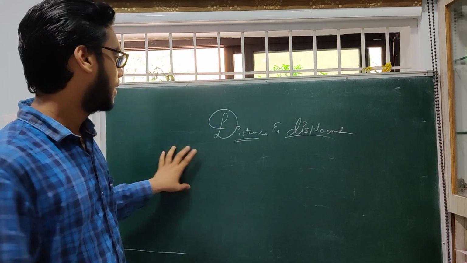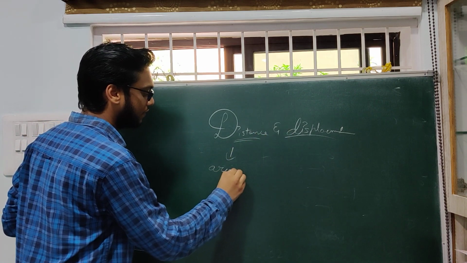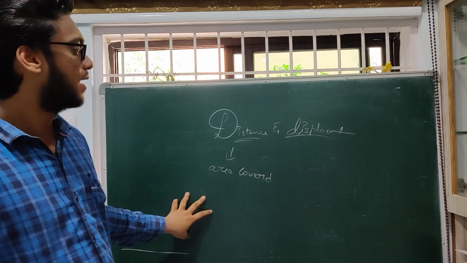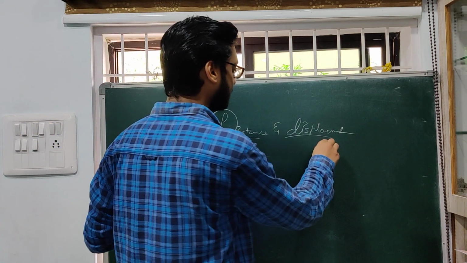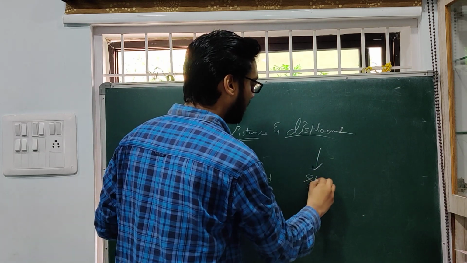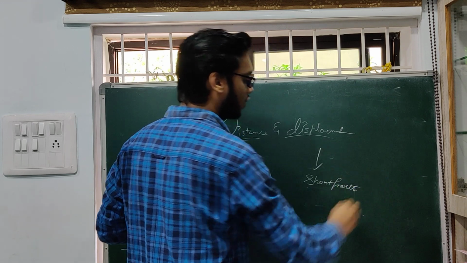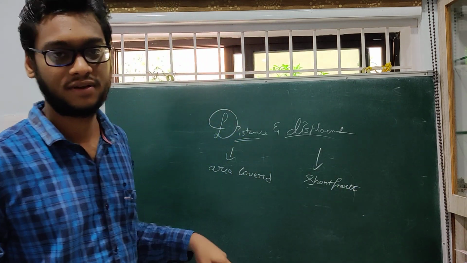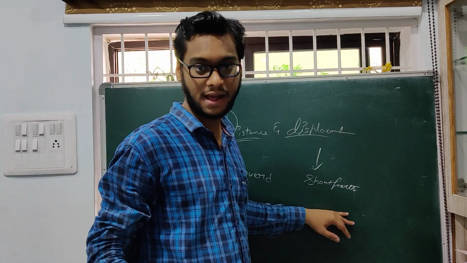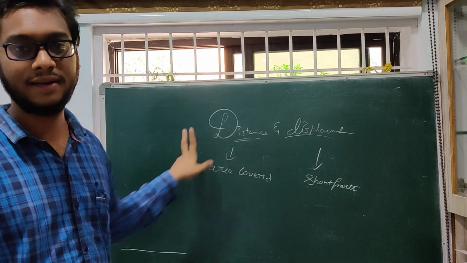Now distance is nothing but the area covered. And displacement is the shortest path between two points. Now area covered and shortest path are interlinked.